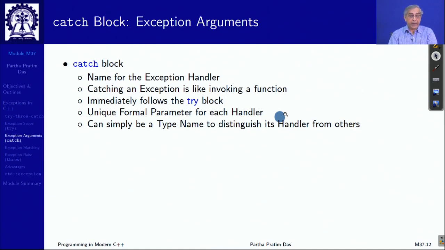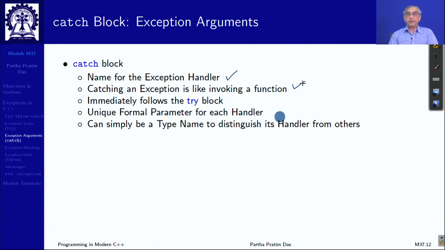Similarly, the catch block catches the exception. So, it has an exception argument. Normally, the exception argument is taken as a reference parameter, certainly because you do not want to unnecessarily keep copying the exception object, they are finally temporary. So, you take that as a reference, and also if you want, you can make it a constant reference if the context demands. So, it is basically the name of the exception handler, you can say.